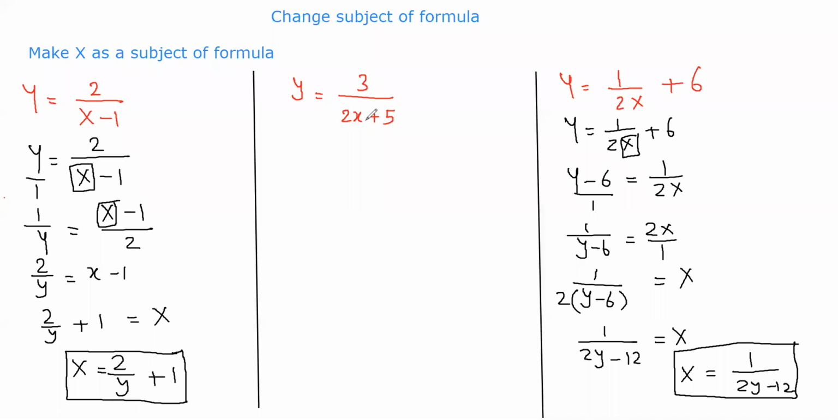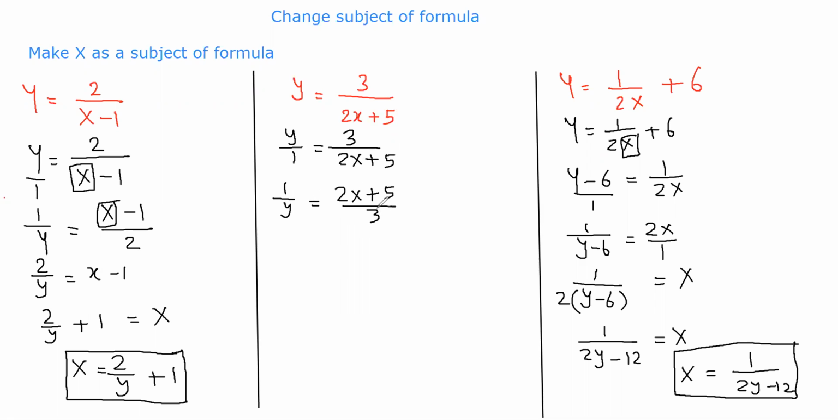y is equal to 3 over 2x plus 5. Right now you can see this 2x plus 5 is in the denominator. We can shift it into the numerator. We can write y over 1 is equal to 3 over 2x plus 5. So this is in the denominator, we can shift it into the numerator. So 1 over y is equal to 2x plus 5 divided by 3.